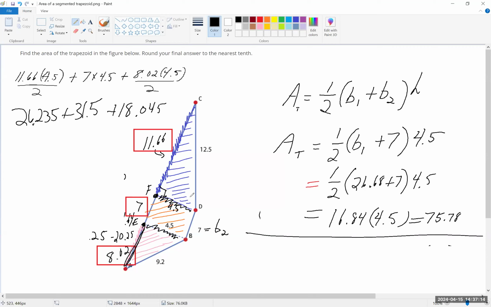So hopefully they'll add up and we'll get the same answer that we got with the other method. 26.235 plus 31.5 plus 18.045, and I get 75.78. And I know I did the calculation off camera, but hopefully you trust that I got the same answer, as I assure you I did.